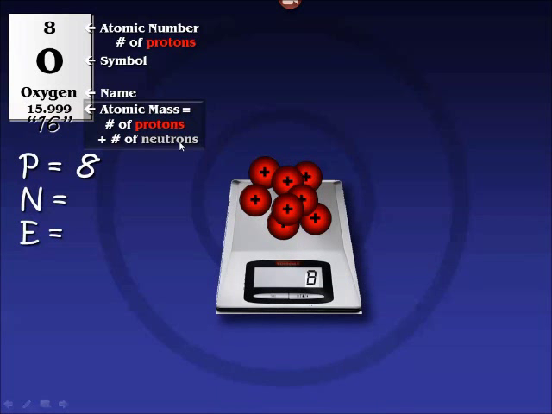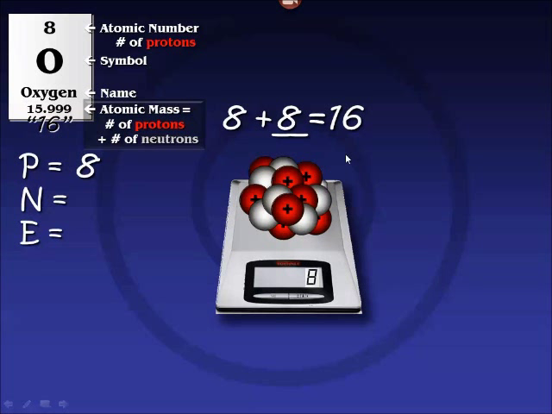Well, let's find the mass. What do we have so far? We only have 8, but we need to have 16 for atomic mass. So 8 plus something, 8 protons plus some number of neutrons should get us 16. Fill in the blank. Pretty easy. That's easy. 8 neutrons will give us a total mass then of 16.